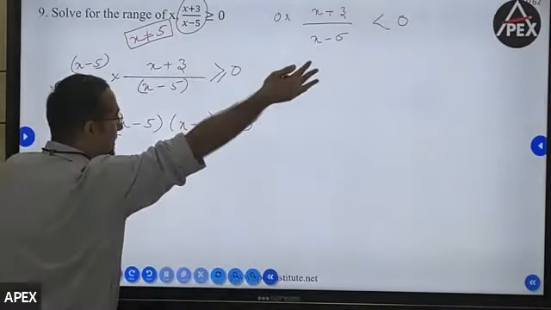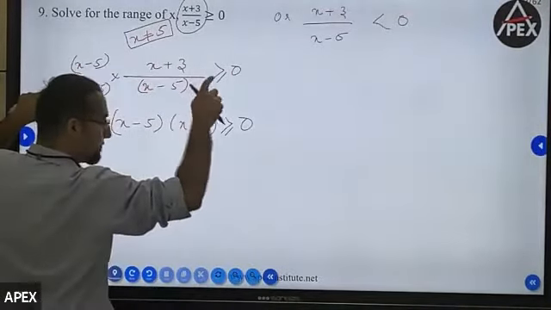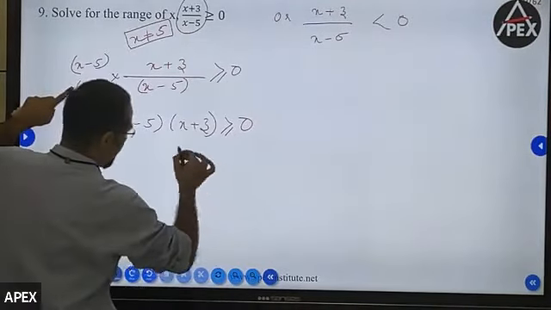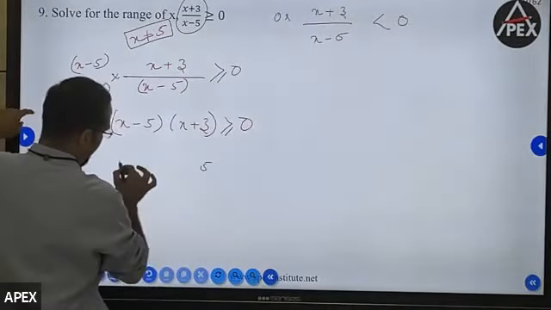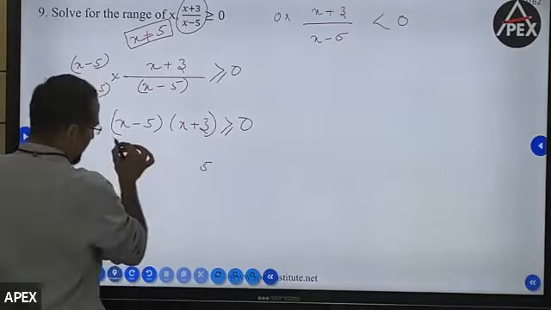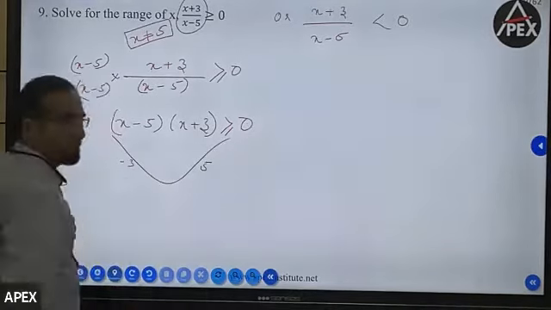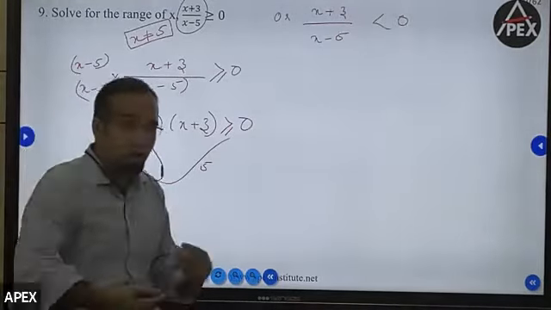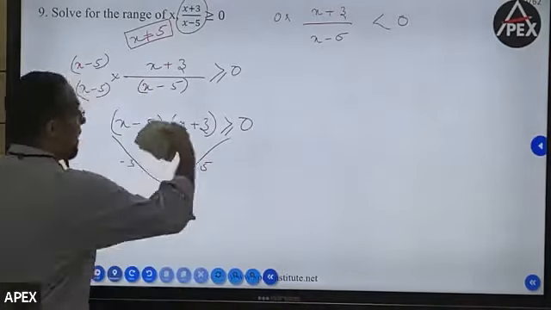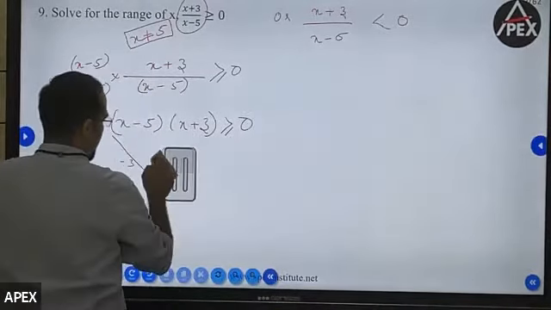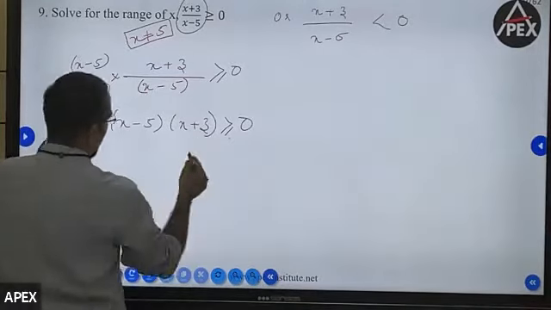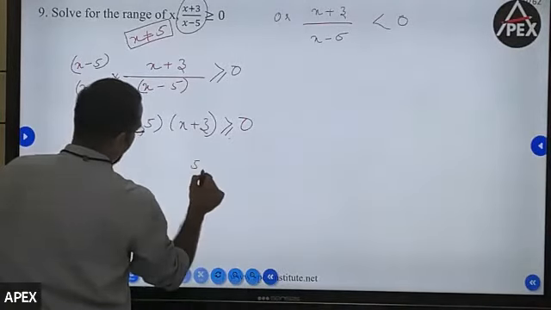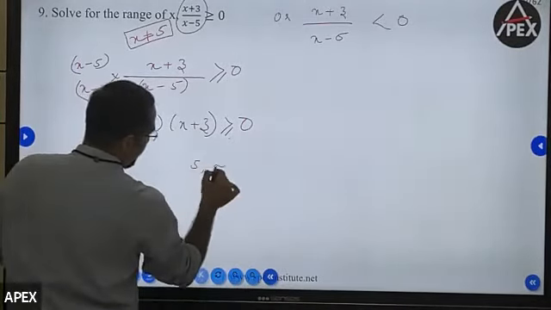Greater than or equal to 0. If you understand the graph, you have a -5, you have a +5, you have a -3. So the graph is going to be something like this. You should start visualizing the graph, which means away from the roots. Away from the roots, this will give you from 5 to infinity.